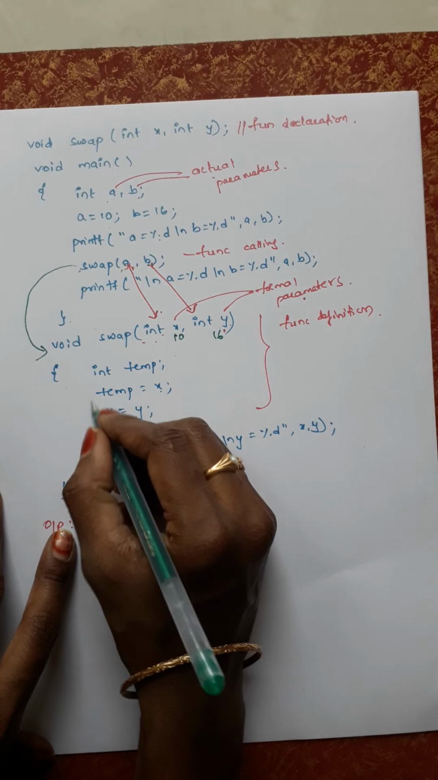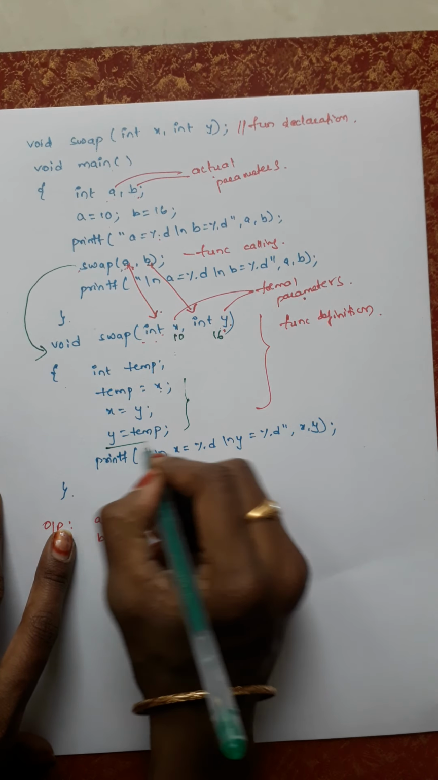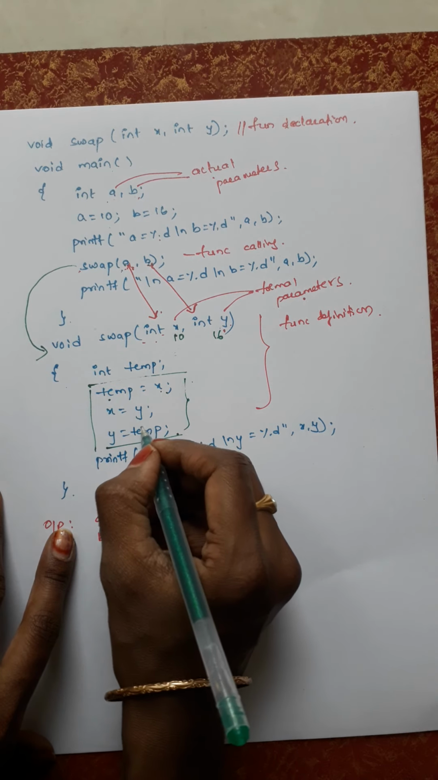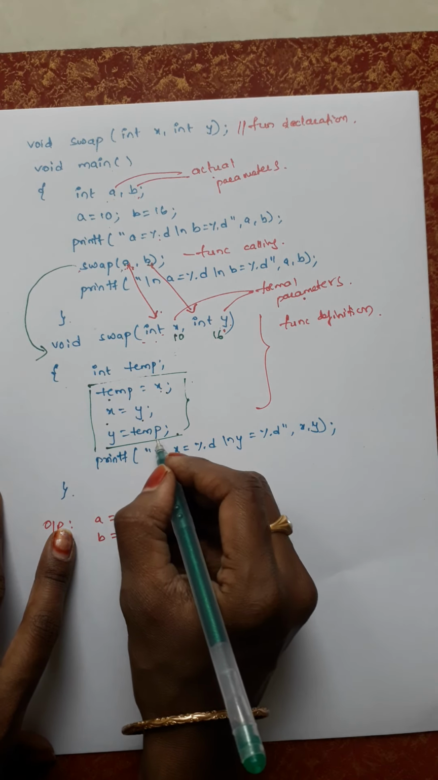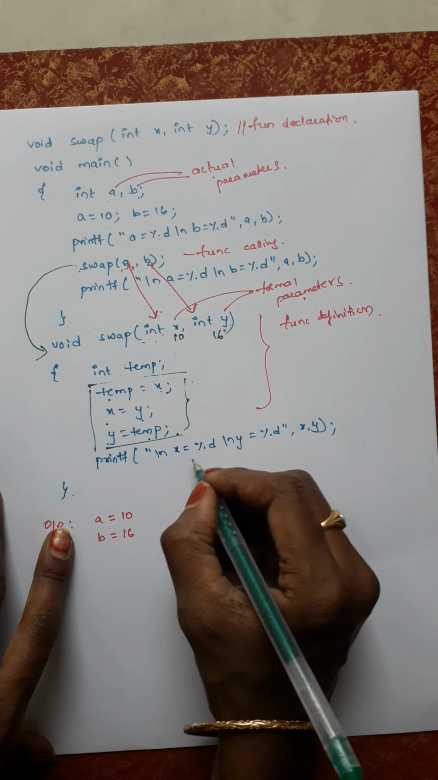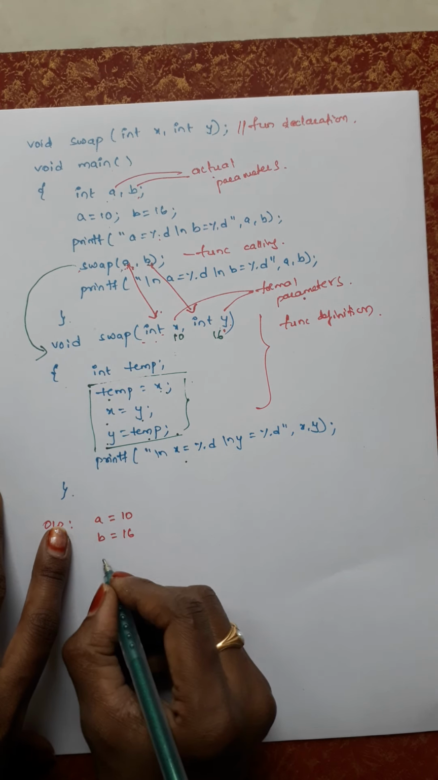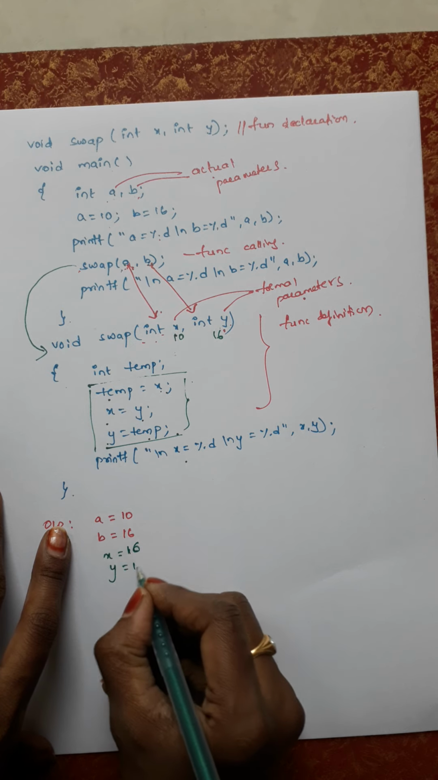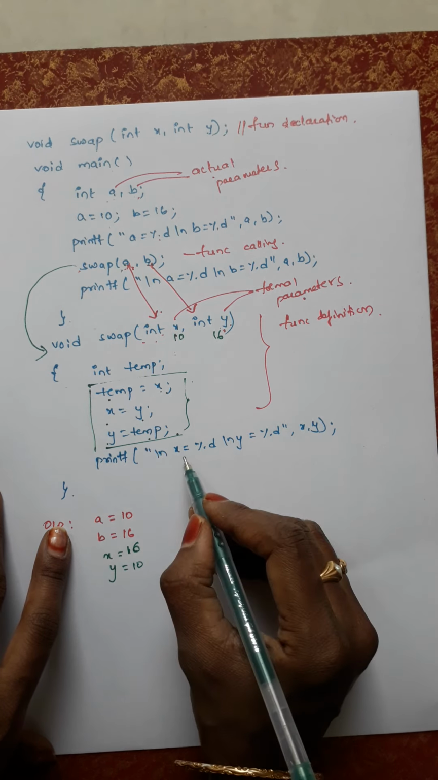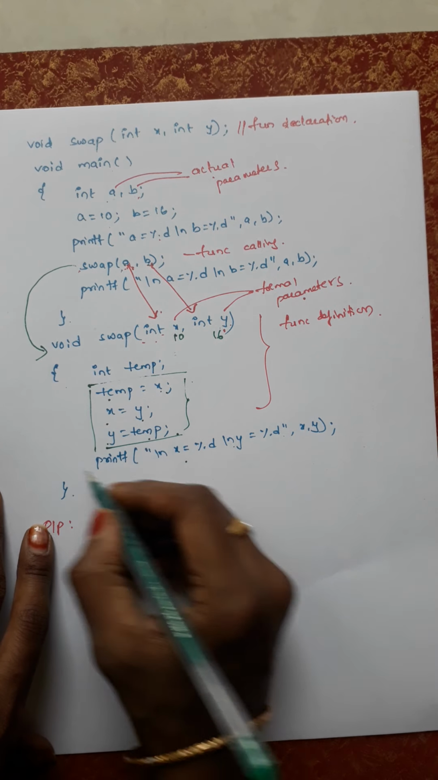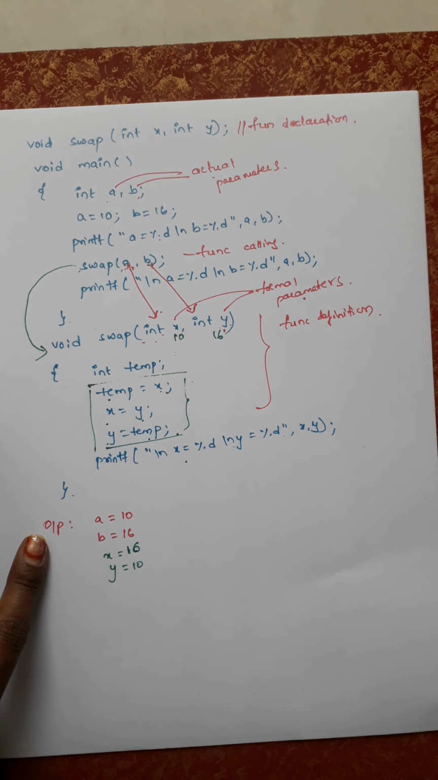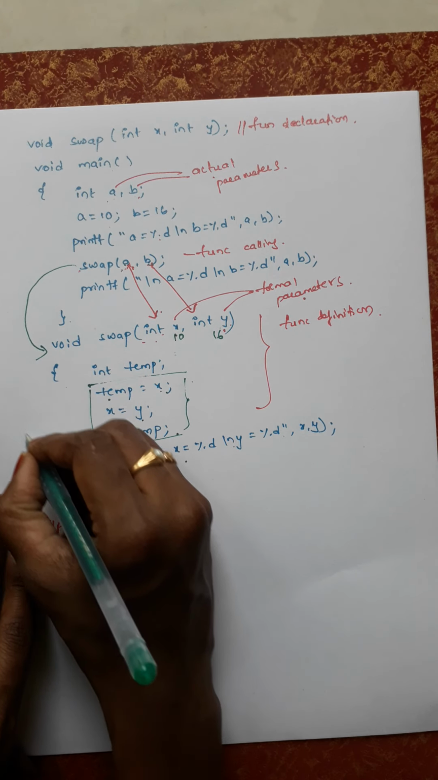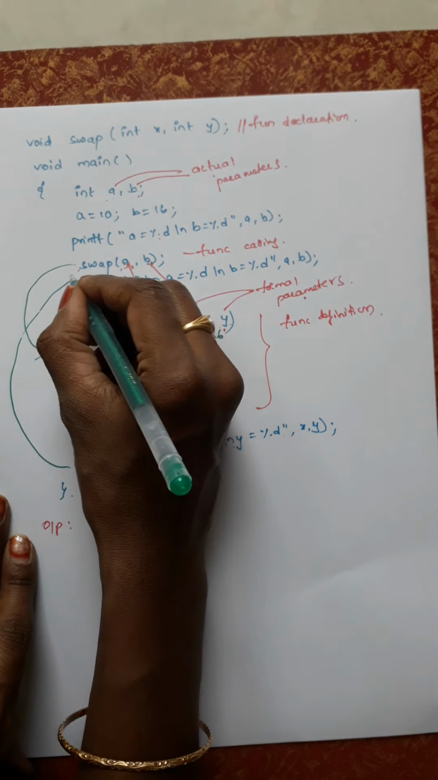Now what happened? Swapping takes place here; this code is the swapping. The X value 10 is assigned to temp, Y's 16 is assigned to X, and temp's 10 is assigned to Y. Now we get X equals 16, Y equals 10. So the x value and y value are swapped. Then it goes back to the main function.